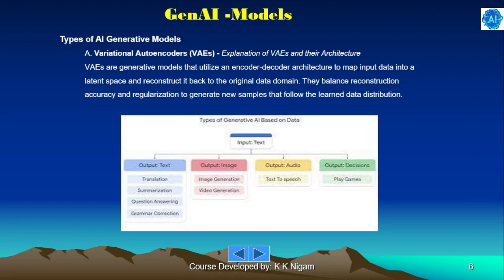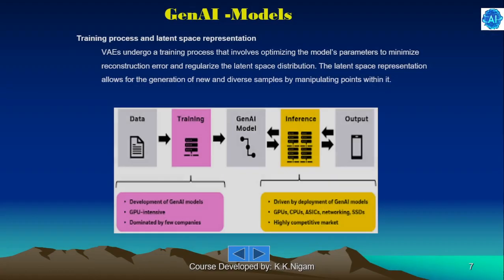Types of AI generative models: the variational autoencoder. Now, an explanation of VAEs and their architecture. VAEs are generative models that utilize an encoder-decoder architecture to map input data into latent space and reconstruct it back to the original data domain. They balance reconstruction accuracy and regularization to generate new samples that follow the learned data distribution.